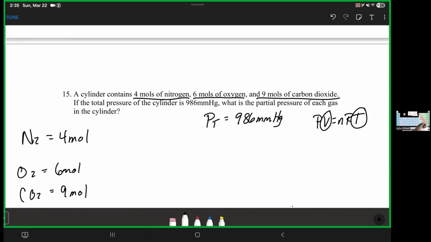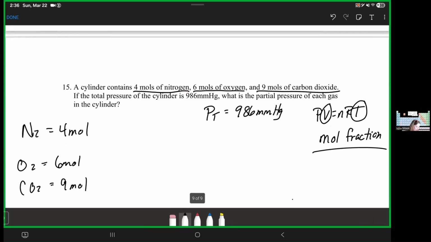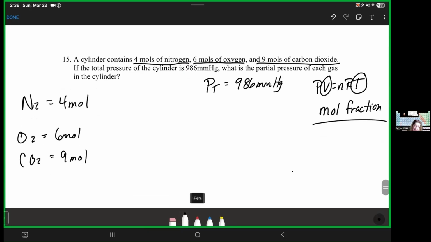So when we're doing this, this is what we use. We call it the mole fraction. We look at what fraction of that pressure is nitrogen giving, what fraction of that total pressure is oxygen giving, and what fraction of that pressure is the carbon dioxide giving. To get your mole fraction, you just divide your moles by your total number of moles.